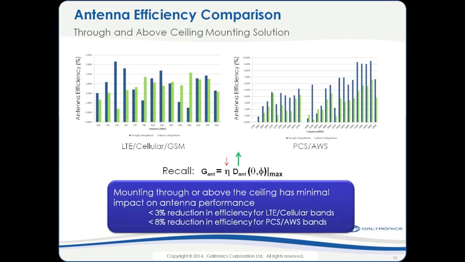So, the net that we want you to remember after the webinar today is that using a pear-shaped antenna pattern allows you to mount through and above the ceiling. This can be extremely useful when you're working in sensitive venues where they don't want to see the antennas, and you can be confident that doing that doesn't impact the performance of the antenna.